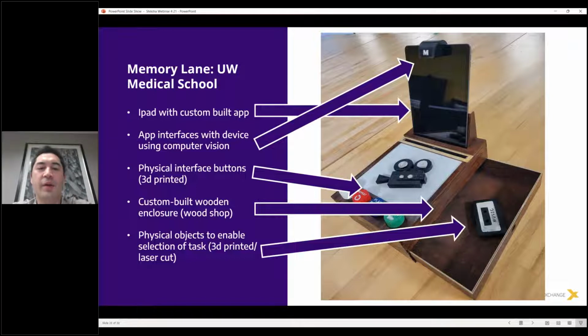So there's an iPad with a custom-built app. We have a machine learning computer vision device that's attached to the top of the iPad camera. Instead of a touch interface, we have created these very large physical interface buttons that are just very simple interaction buttons like play, repeat, next, I liked that or I didn't like that.